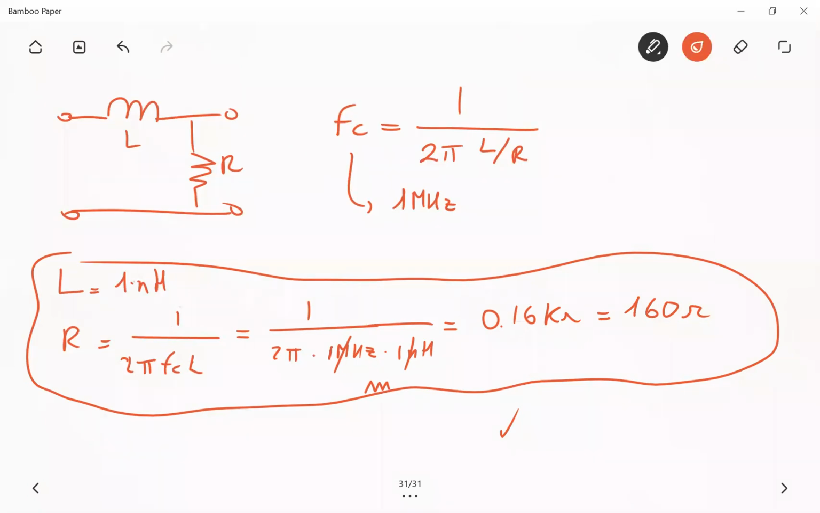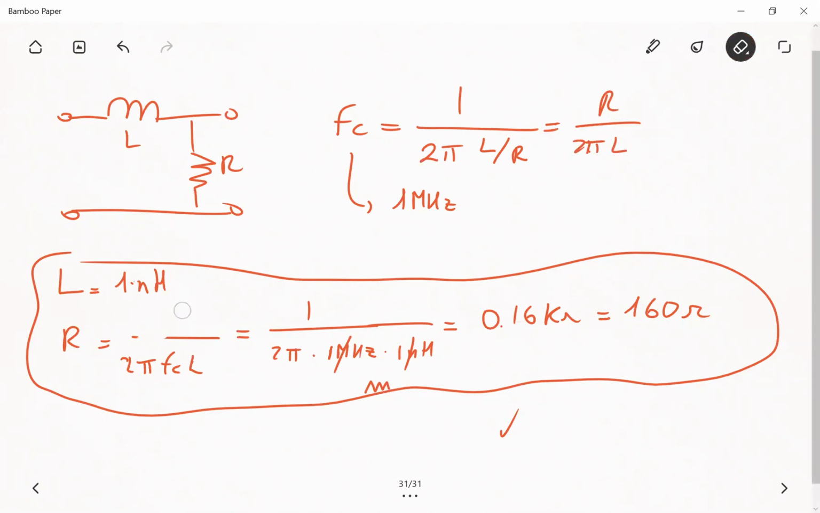What's that? Okay, let me see if it's correct. Yeah, it's not correct. Thank you, because I'm still sleeping. So let's do this: FC equals R divided by 2 pi L. So then R is equal to 2 pi L FC.